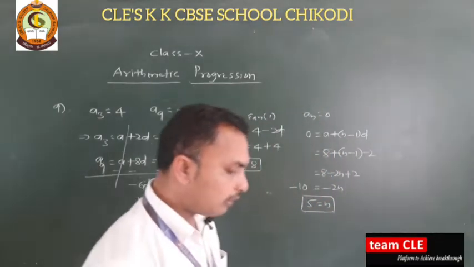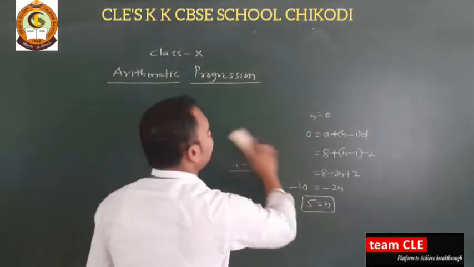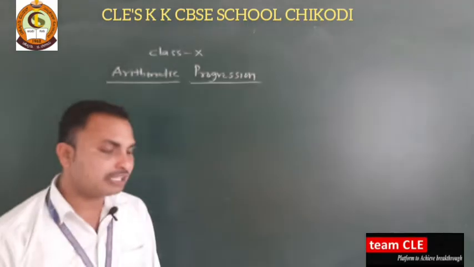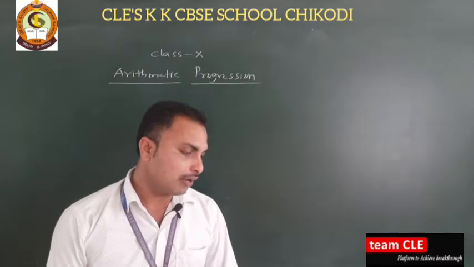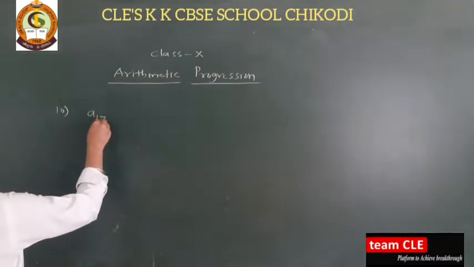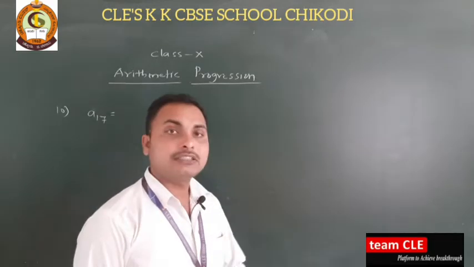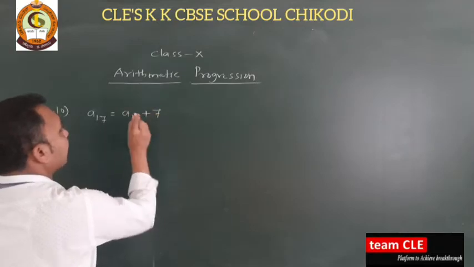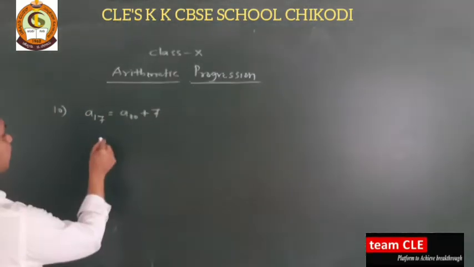Question number 10. Let me read question number 10. Just you can see, dear students, what is given. The 17th term of an AP exceeds its 10th term by 7. Find the common difference. The 17th term, A17 of an AP exceeds the 10th term, A10, by 7. Find D. Now this is very simple.